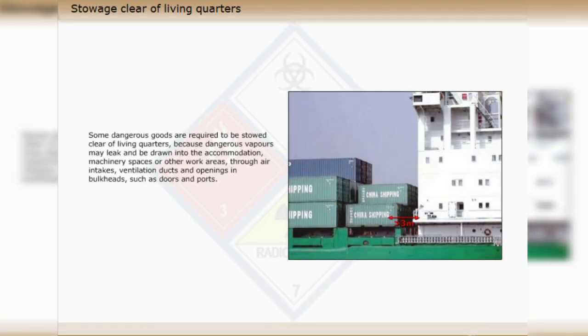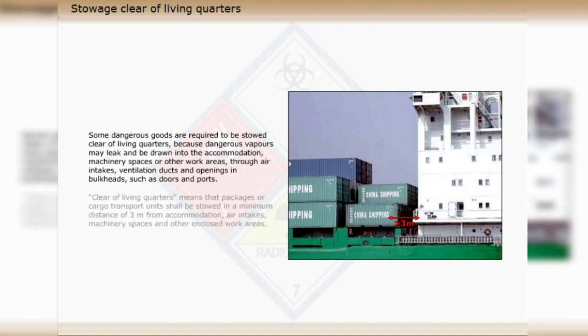Some dangerous goods are required to be stowed clear of living quarters, because dangerous vapours may leak and be drawn into the accommodation, machinery spaces, or other work areas, through air intakes, ventilation ducts, and openings in bulkheads, such as doors and ports. Clear of living quarters means that packages or cargo transport units shall be stowed a minimum distance of 3 meters from accommodation, air intakes, machinery spaces, and other enclosed work areas.